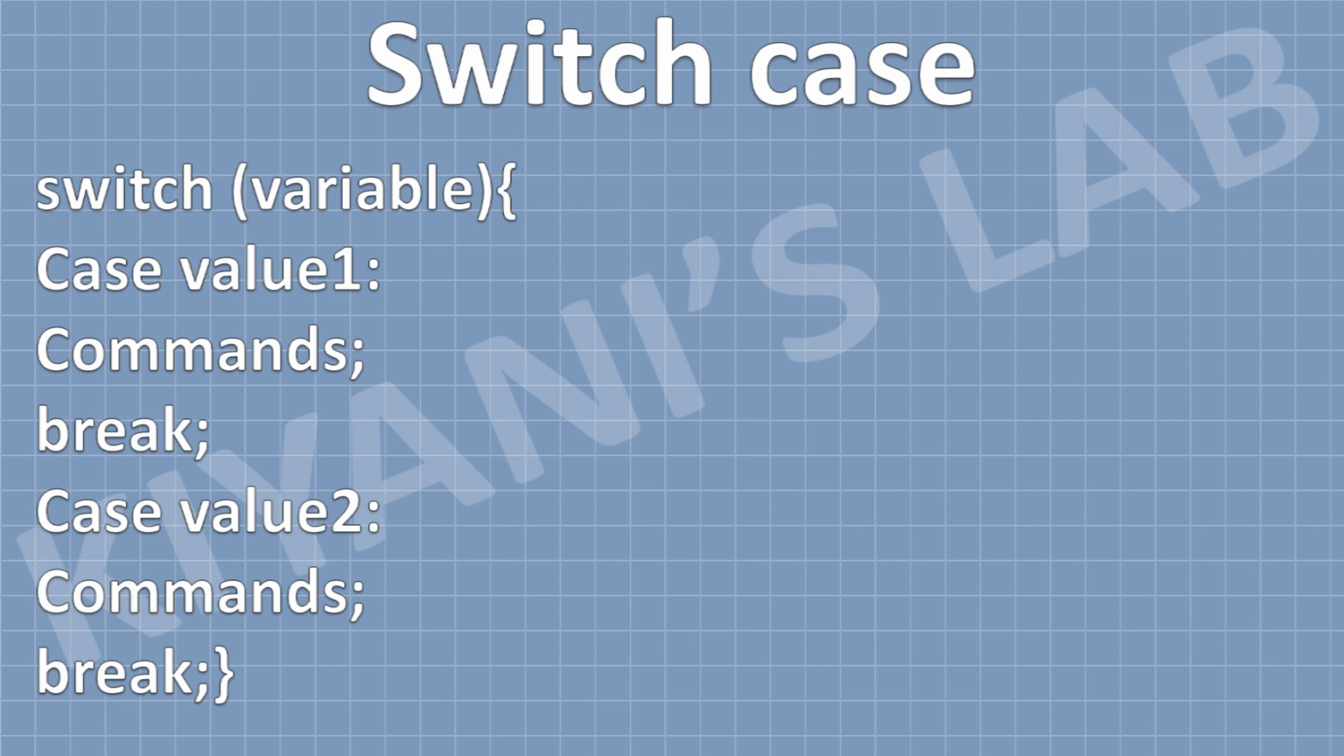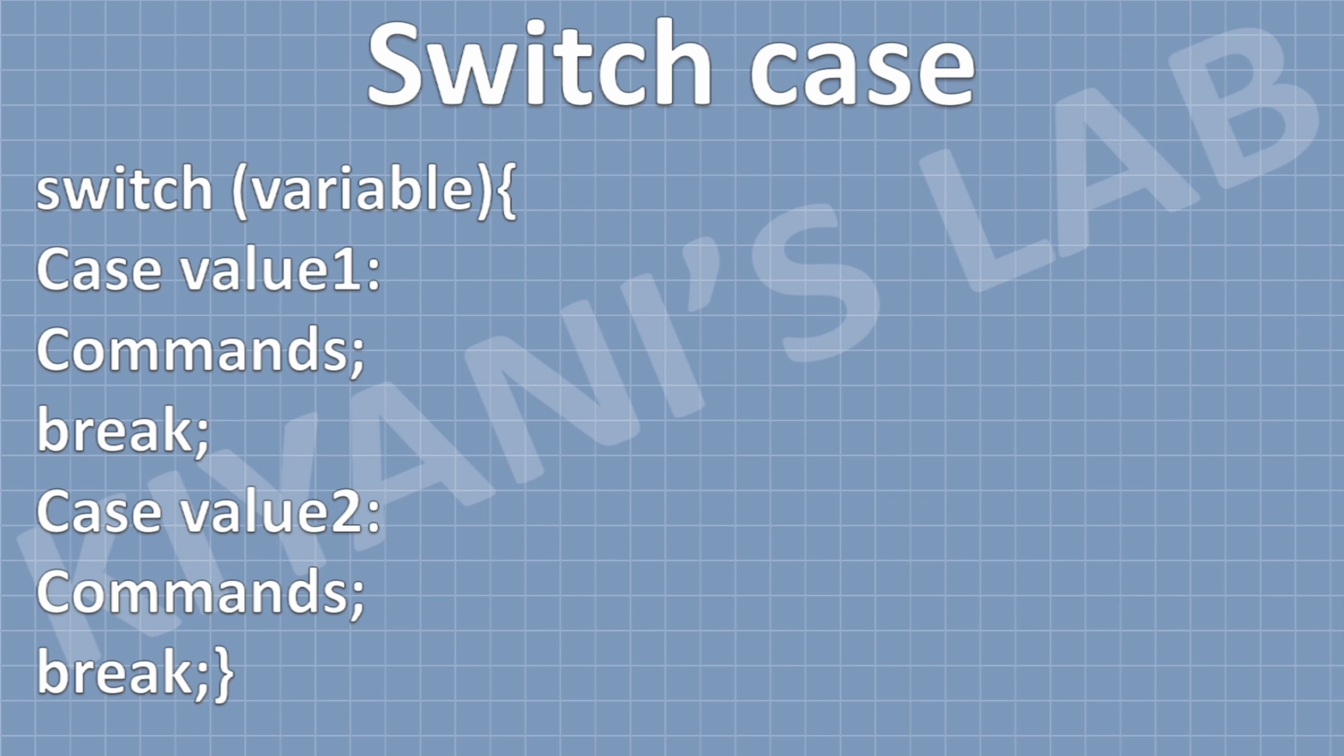Now let's see the syntax for switch case command. First we write switch, then in the parentheses we write a variable, then in the curly braces we write case and a value, then we write colon, and after that we write the commands, and after the commands we write break and semicolon. So when the value of variable is equal to the value of case, then these commands are run. We can write as many cases as we want. If we want to write another case, we write case, another value, then we write colon, and after the colon we write the commands, and after the commands we write break with semicolon.